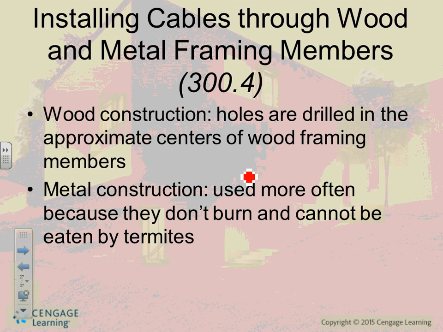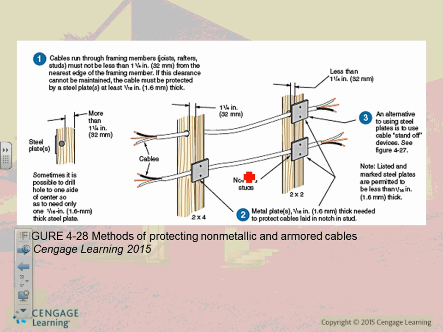A few things, guys, about wood construction. When you're doing wood construction and you drill the hole, where do you drill the hole for your cable? Right in the center of the wood. You have to clear 1.25 inches from both sides, 1.25 inches. We'll talk about this one in a second. If you have metallic construction, the studs also have holes in the middle.